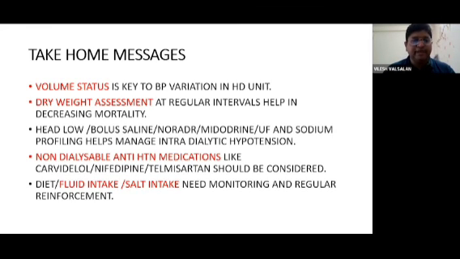Non-dialysable anti-hypertensive medication, the word which we said, CAT, carvedilol, telmisartan, and amlodipine should be remembered. And diet in terms of fluid intake and salt intake, keep regularly reinforcing them so that they don't get into these complications.